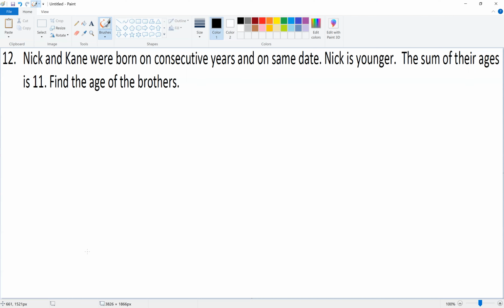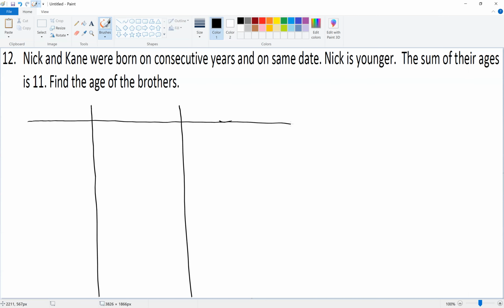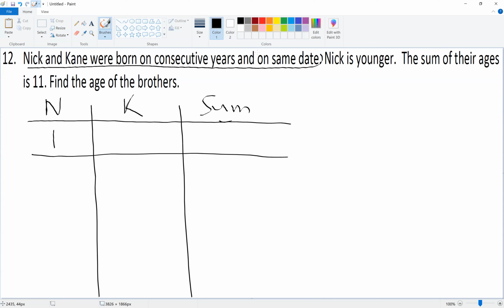Nick and Ken were born on consecutive years on the same date. Nick is younger. The sum of their ages is 11. Find the age of the brothers. So if Nick is 1 year old, how much is Ken? It says they were born consecutive years on the same day. And Nick is younger.